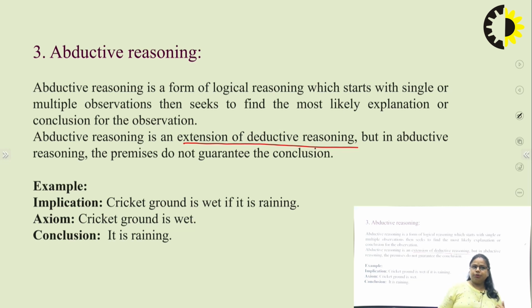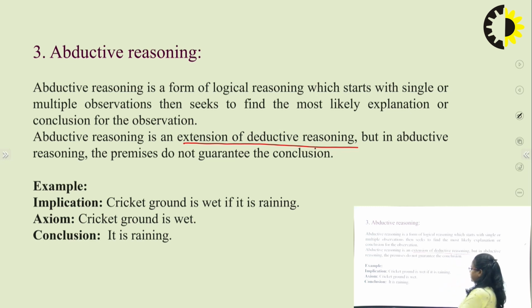Okay? So, in the case of abductive reasoning, basically this is a form of logical reasoning which starts with a single or multiple observations. Either we see a single observation or we see multiple observations. It seems to be like the most likely explanation or conclusion from the observations. Basically, in abductive reasoning, the premises do not give a guarantee for the conclusion. Right? So, you can see an example also.